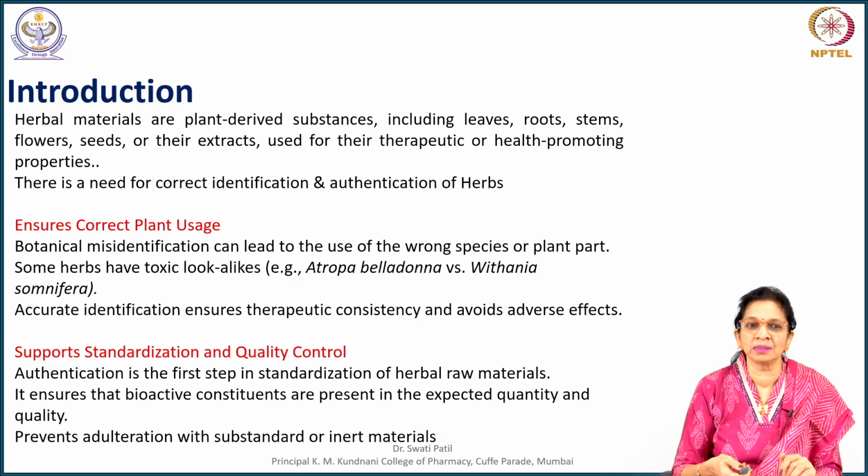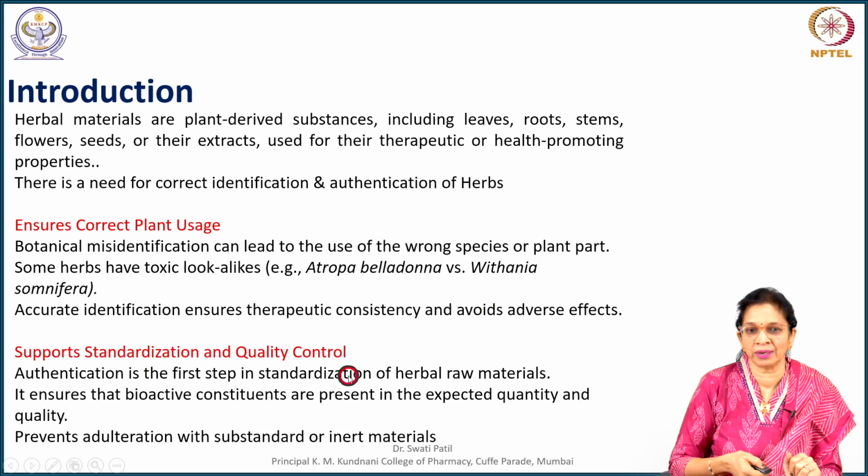Botanical misidentification can lead to use of the wrong species or plant part, and some of these herbs which look alike can be toxic. For example, Atropa belladonna versus Withania somnifera. Accurate identification ensures therapeutic consistency and avoids adverse effects. This also supports standardization and quality control.